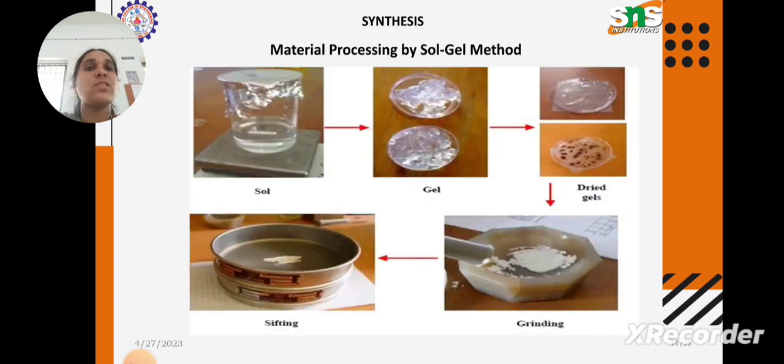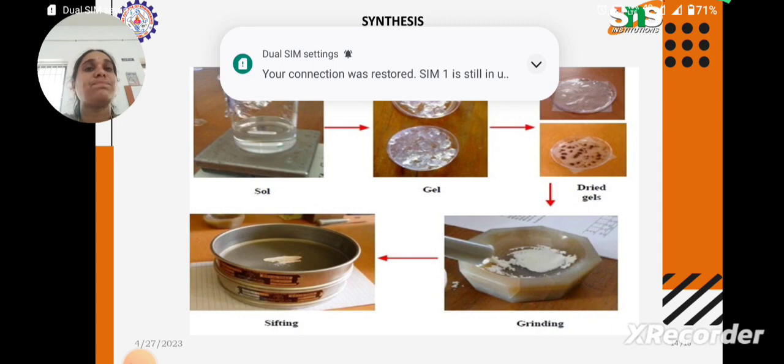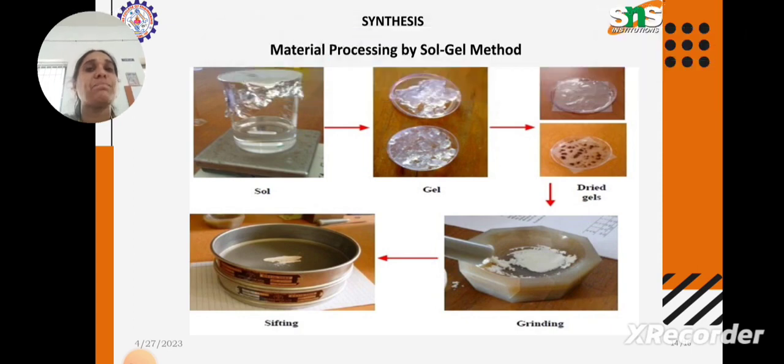Material processing by sol gel method. First we prepare the sol and then the gel, and it is dried and ground and we get the final product. We are sieving; these are the sieves. The fifth picture is the sieve. In that, a particular size of the material can be filtered and obtained.